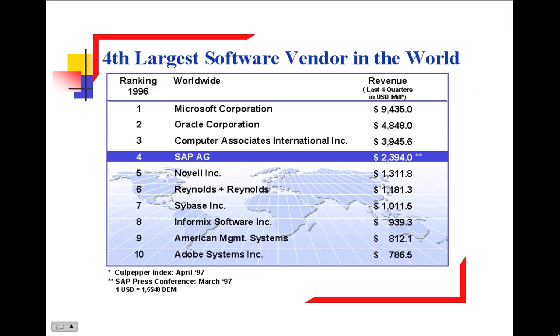4th largest software vendor in the world. This slide is actually from April 97, which is kind of far away. Now I would almost put it at number 2. I would still put Oracle above it. I think it's surpassed Microsoft tool sets. In fact, that's kind of dying out, actually. Oracle is still pretty strong.